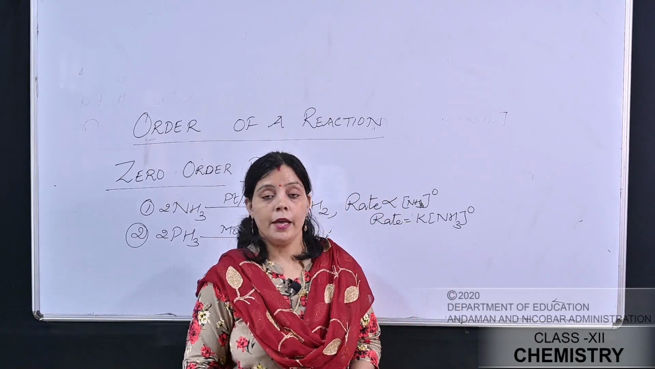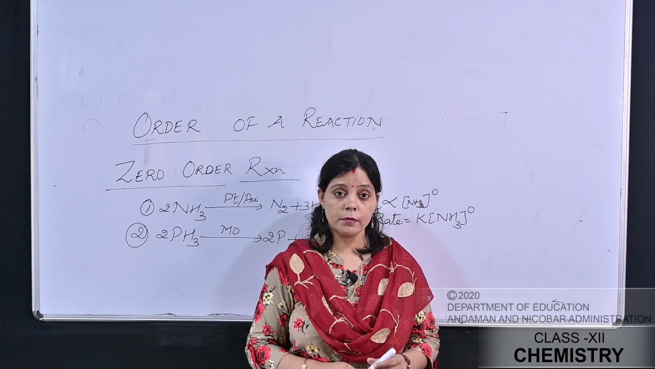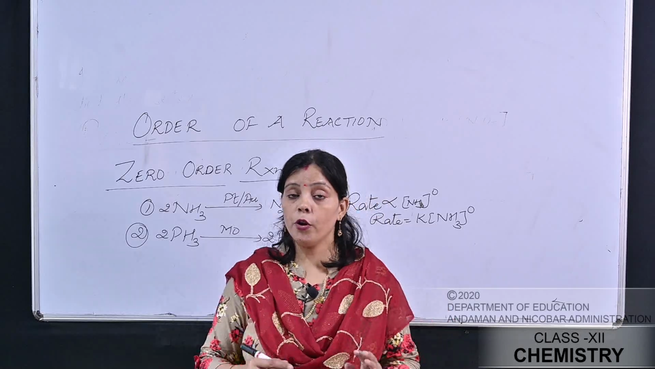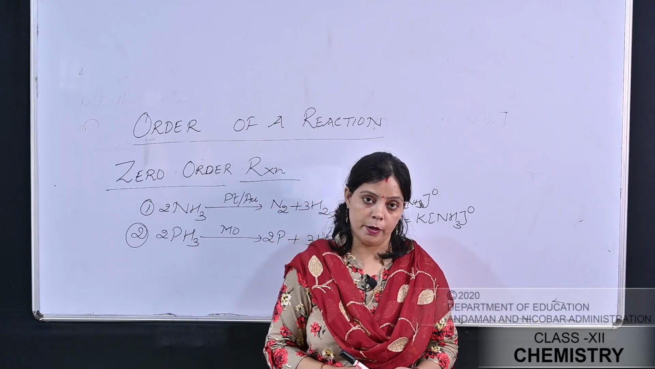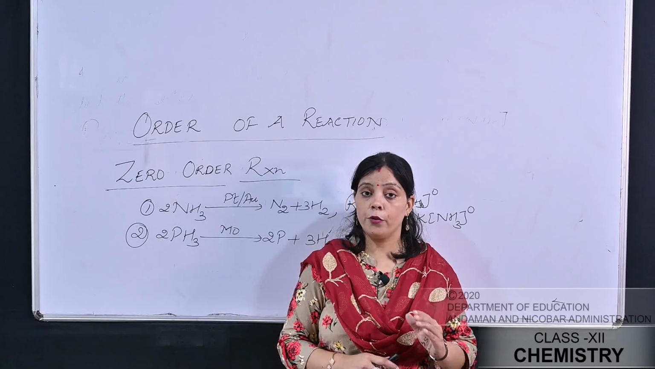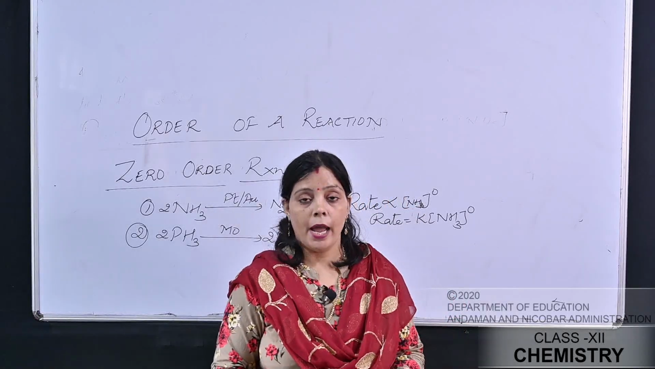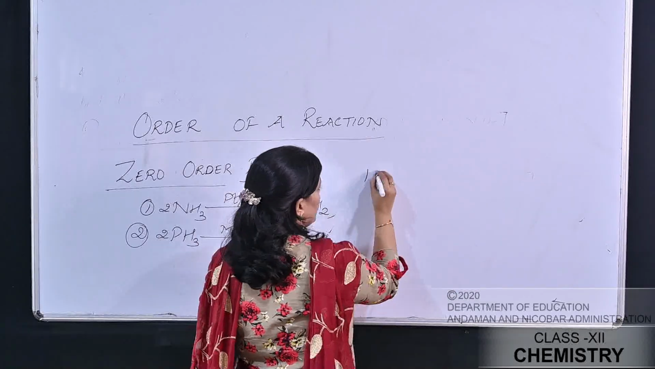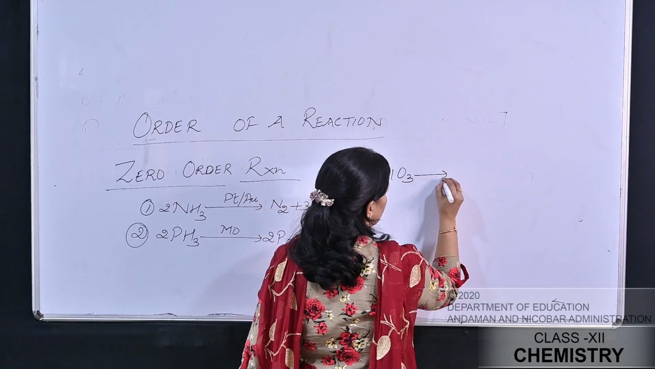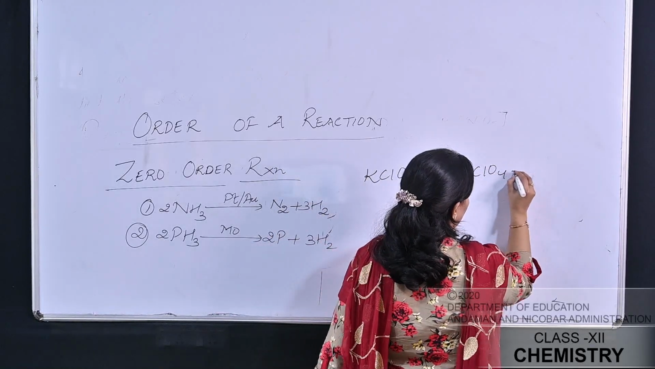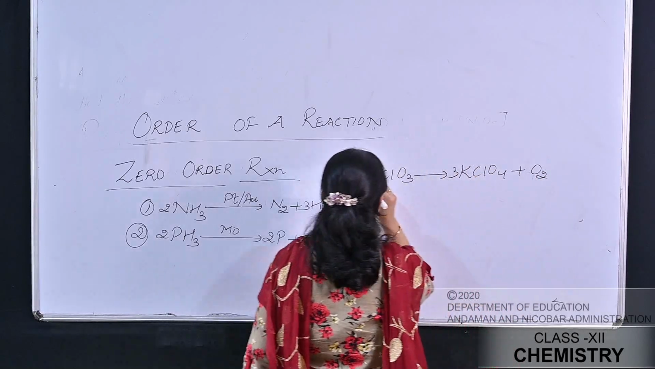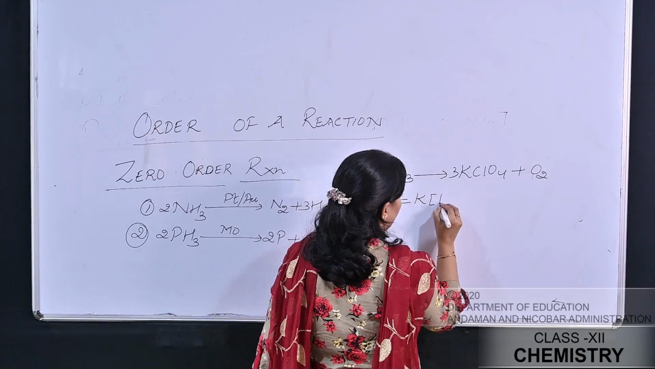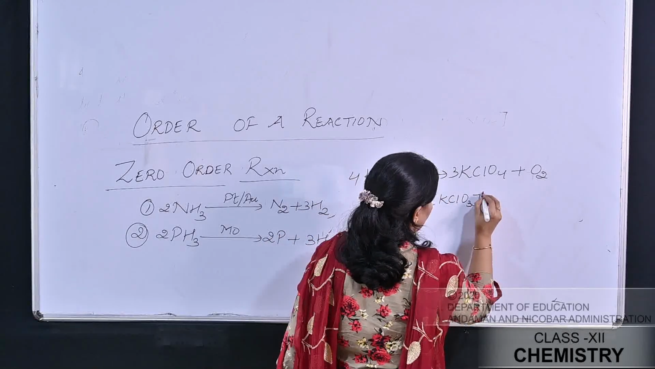So usually a reaction of fourth order is very rare, because the simultaneous collision between 4 or more reacting species is not favorable. So reactions with order 4 or more are very rare, and one example of a fourth order reaction is the decomposition of KClO3 to give KClO4 plus O2. In this, the rate is equal to K concentration of potassium chlorate raised to power 4.